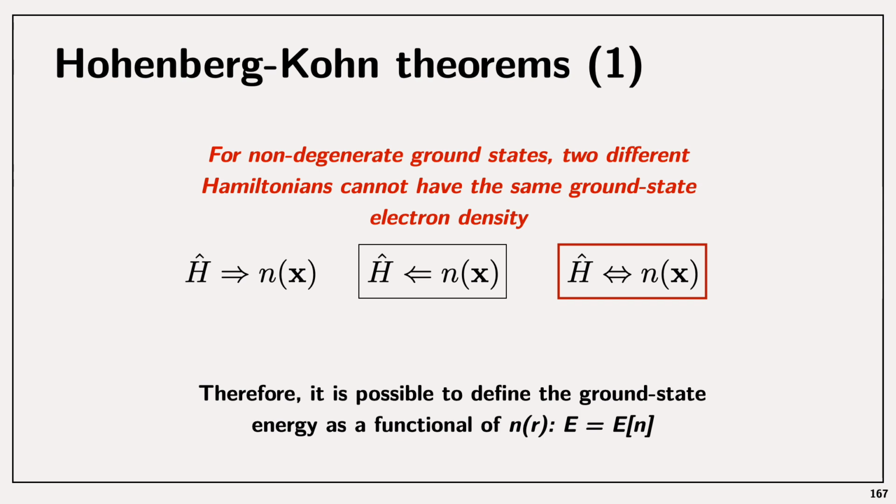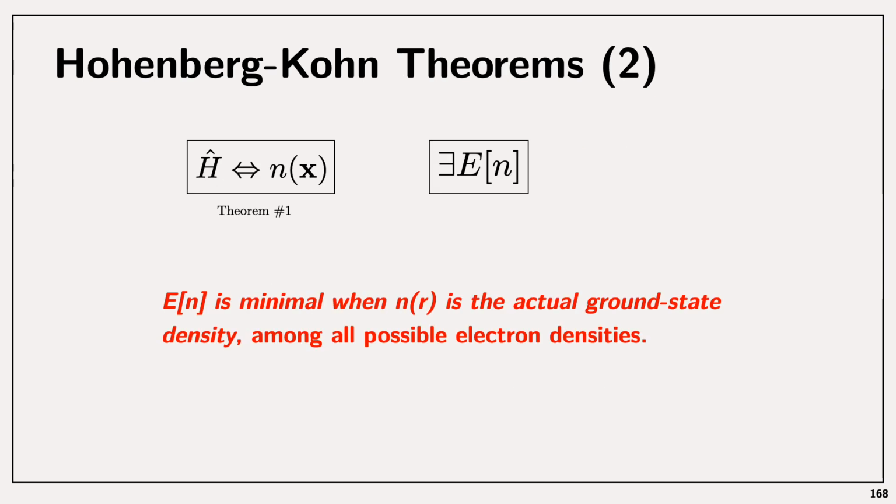Now, the second Hohenberg-Kohn theorem is basically telling you what you can do with this. The first theorem tells you there is a one-to-one correspondence between density and the Hamiltonian, and that there is indeed a functional, the energy, that's a functional of the density. The second theorem says that this functional of the density will be minimal when the density is the actual ground state density among all possible electron densities.